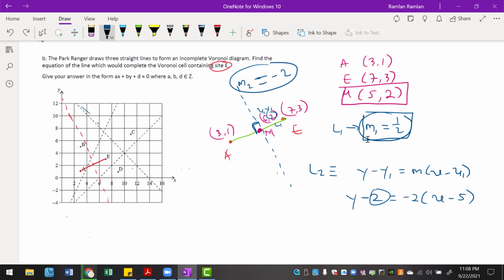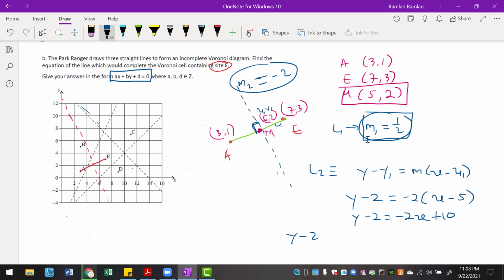Okay, again, just substitute all of the numbers, and then we can expand the bracket. We have y minus 2 equals minus 2x plus 10. Since it wants us to write the form like this, we are going to move all of the terms to the left side, right? So I'm going to move this one and this one, all of them to the left side, which means that it leaves nothing or 0 on the right side.